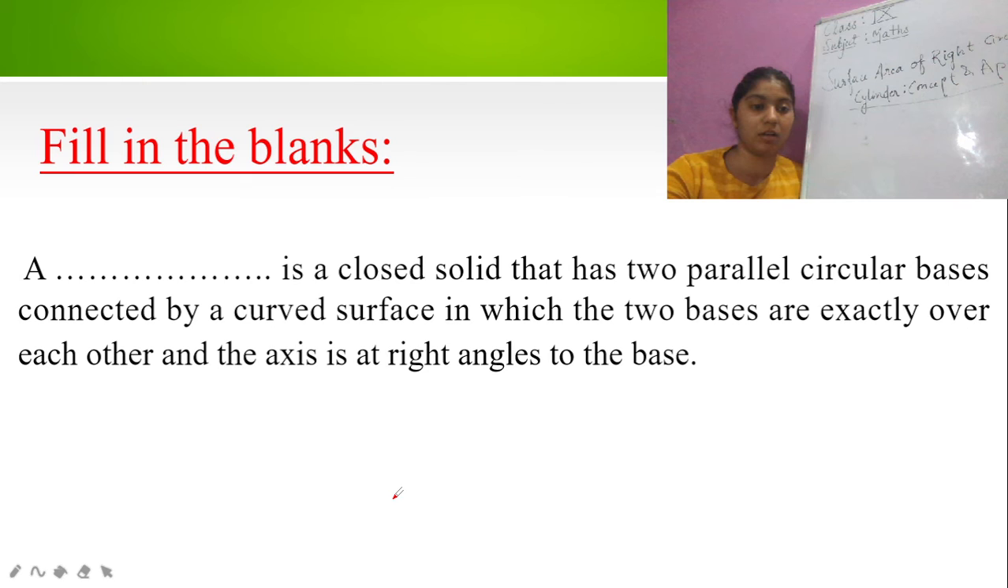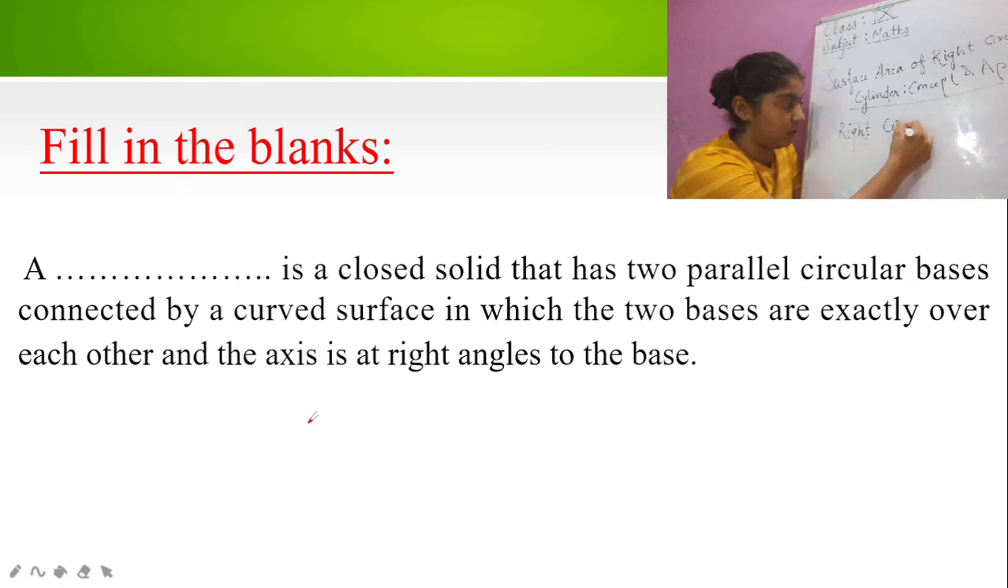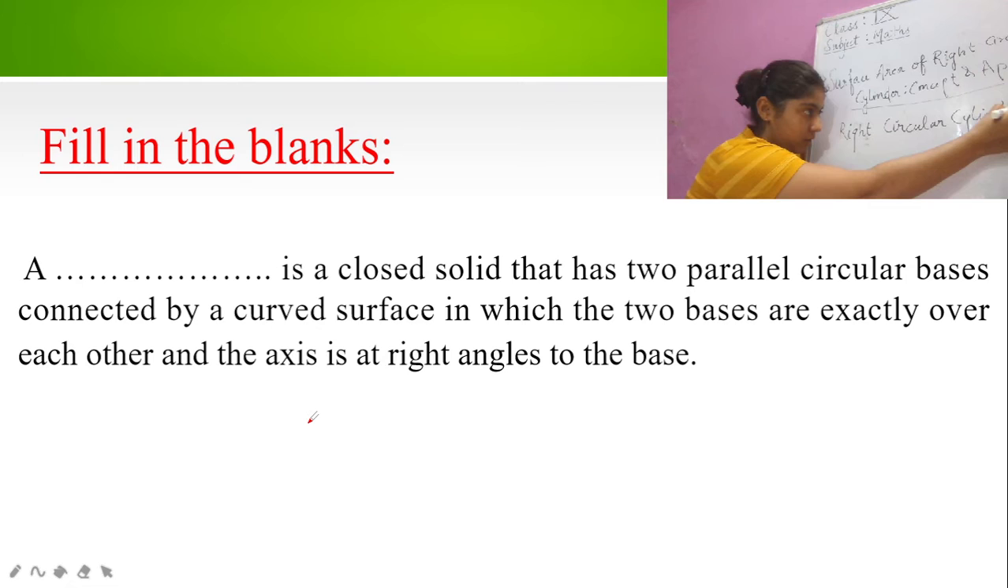Now students, it's your turn to give the answer, filling the blanks. A dash is a closed solid that has two parallel circular bases connected by a curved surface, in which the two bases are exactly over each other and the axis is at 90 degrees with its base. So what do we call that closed solid? Yes, very good. That we call a right circular cylinder. Very good students.